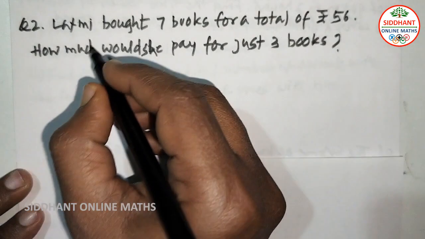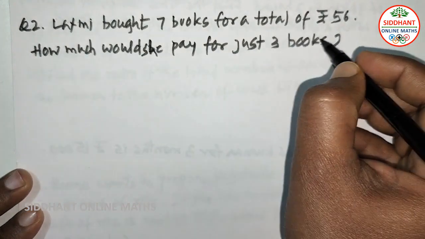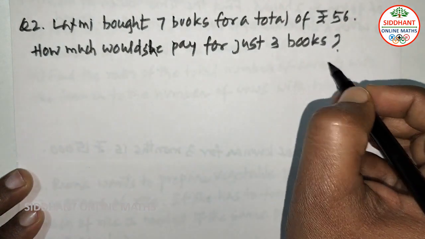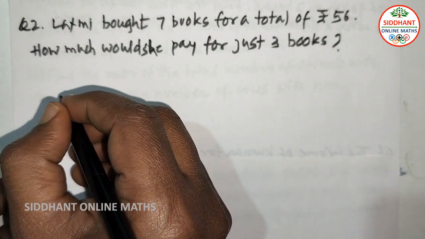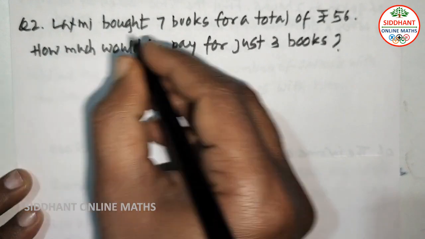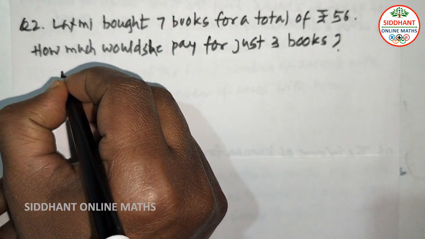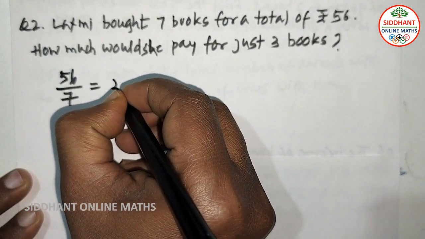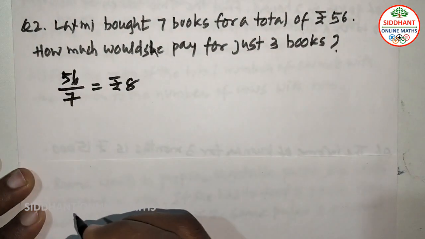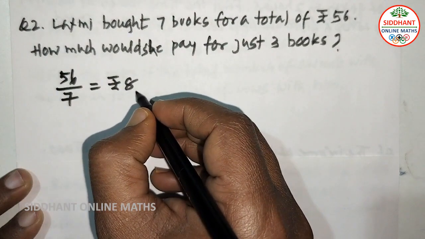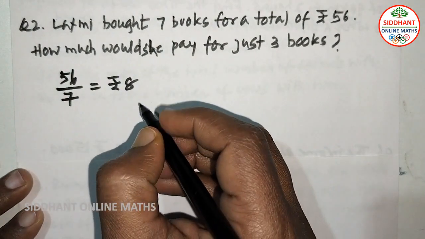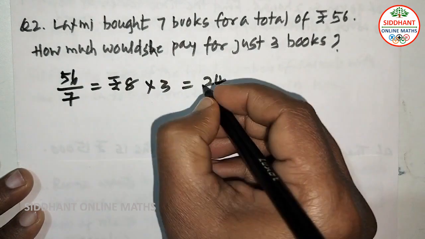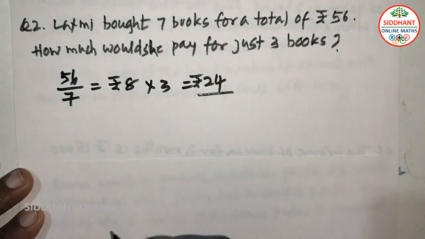Question number 2. Laxmi bought 7 books for a total of rupees 56. How much would she pay for just 3 books? So for 7 books, 56 rupees. That means for each book, how much? That means rupees 8. So for each book 8 rupees, means for 3 books how many? That means 8 into 3. So that will be 24 rupees.